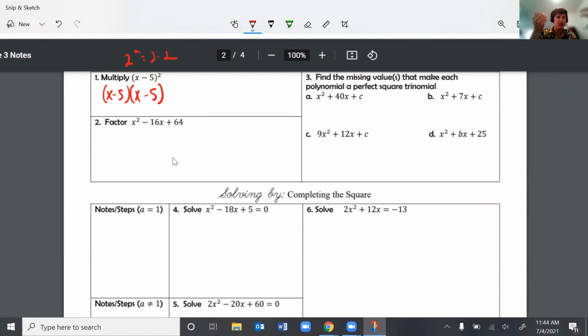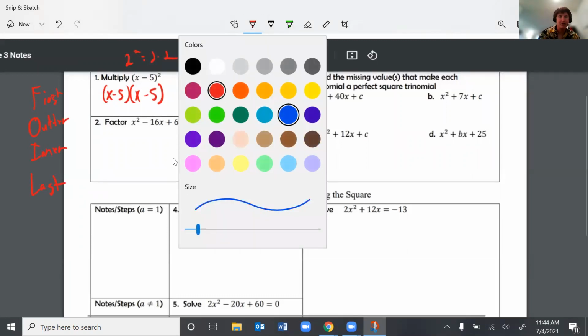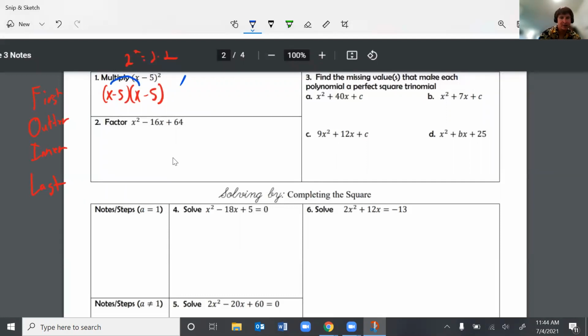So we do this thing called FOIL, where it's the first, outer, inner, and last terms that we multiply together. So we'll say the first terms in both these groupings would be x's, so x squared. The outside ones, so x and negative 5, which is negative 5x. The two inside ones, another negative 5x. And then the last terms in both of these, which is positive 25. And then we combine the middle, so we get x squared minus 10x plus 25.